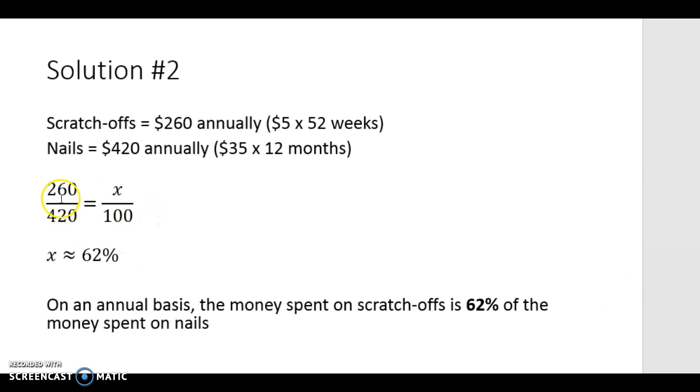And you plug that in your calculator or you solve for x, so that's 260 times 100 divided by 420. I think it comes out to like 61.9. We can round that to 62%. So that means on an annual basis, the money spent on scratch-offs is 62% of the money spent on nails.